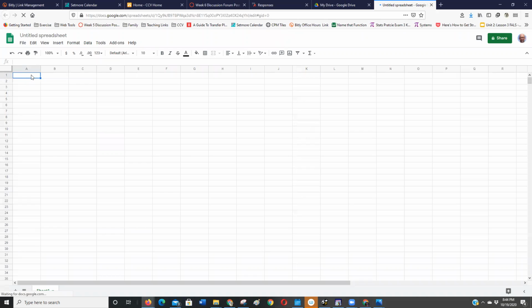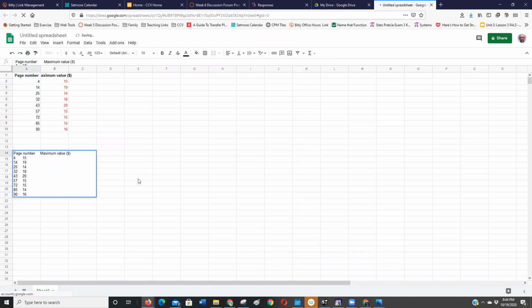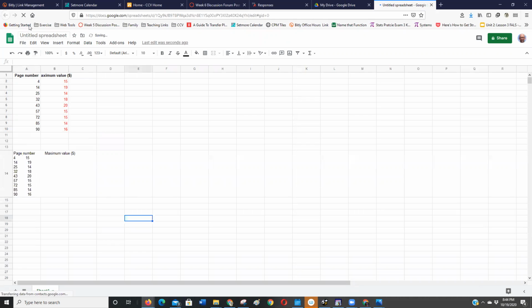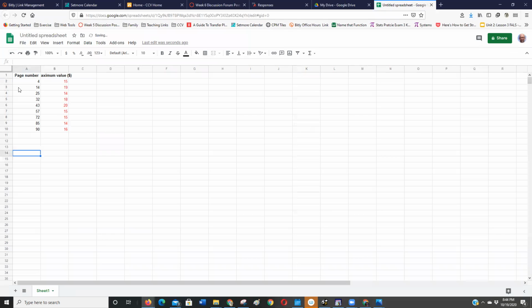Here we go. And then I'm going to paste them in. And remember, you don't want to double click, because if you double click, everything will go in the same cell, and you don't want that to happen. You just click once, and then you should be able to paste them in.